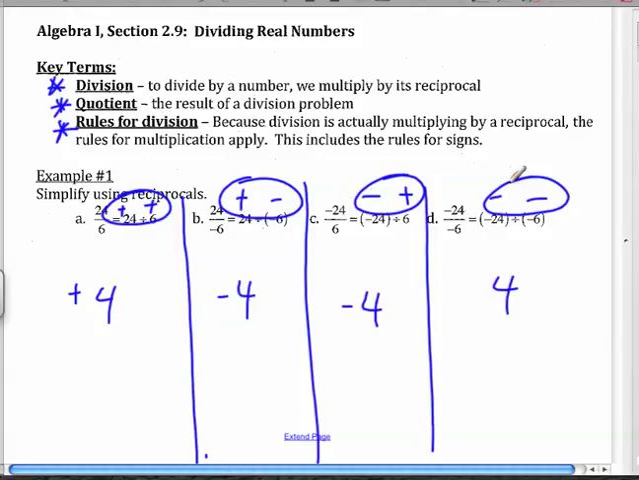I'm not showing the work here, right? But this is negative 24 times negative 1 over 6. The rules for multiplication apply because this is multiplication. We multiply by the reciprocal. A negative times a negative makes it positive. All right? Good job, guys. Let's go ahead and look at this next example.